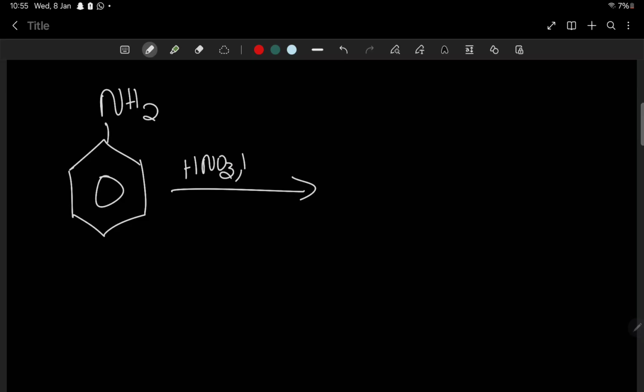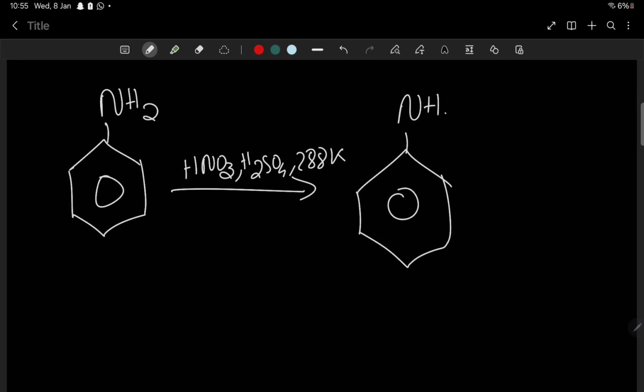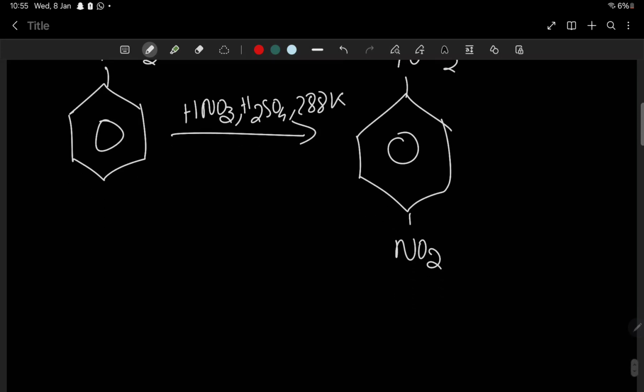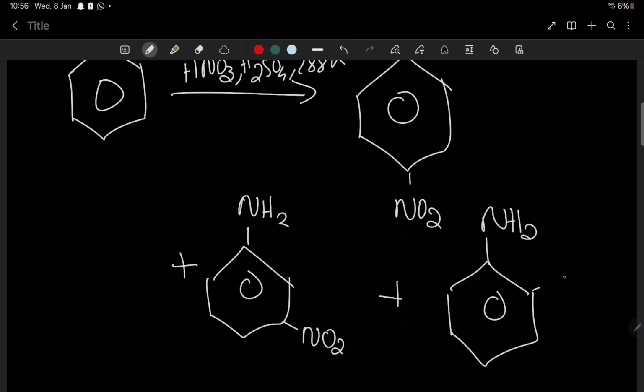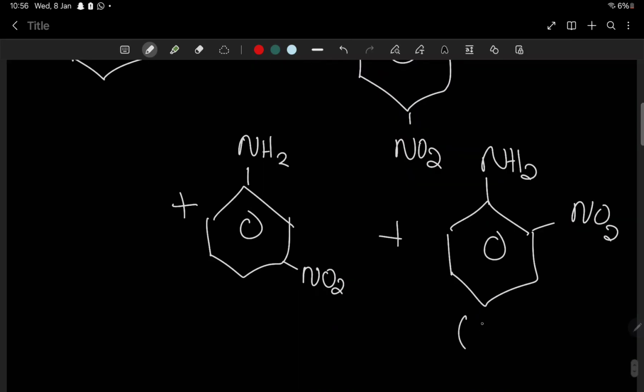So with HNO3, H2SO4 and 288 Kelvin, we get 3 products. One is ortho, one is para, meta also you get because the anilinium ion is a meta directing group, plus ortho. Here ortho will be only 2%, very less. Ortho will be very less because of electron density at the ortho position. There is electron density because of what? Resonance inside the aniline. When there is resonance, there is minus charge at the ortho position. But when we get the anilinium ion, it's not there.